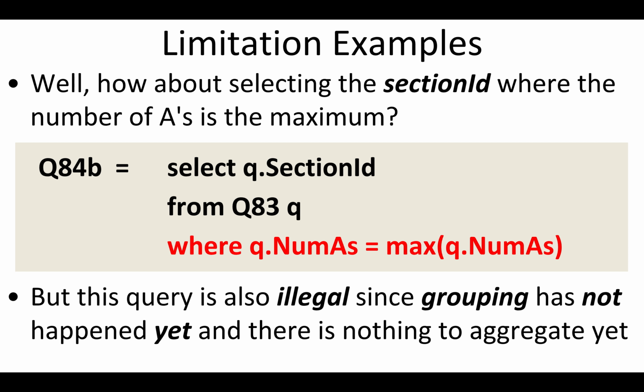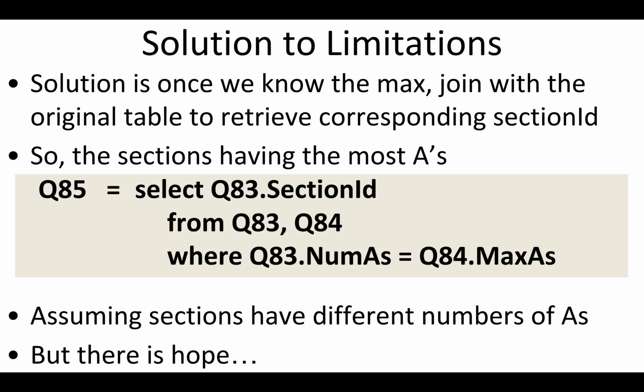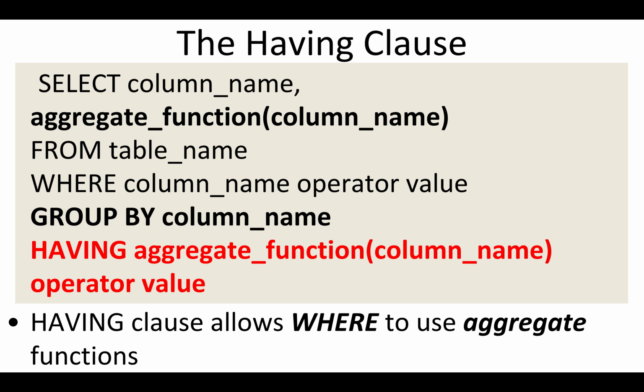So this is one of the fundamental limitations of group by. The only thing to get around this is to join the two queries together where the maximum number of A's matches the number of A's, and then this matches a particular section that we can retrieve. So joining the two subqueries.